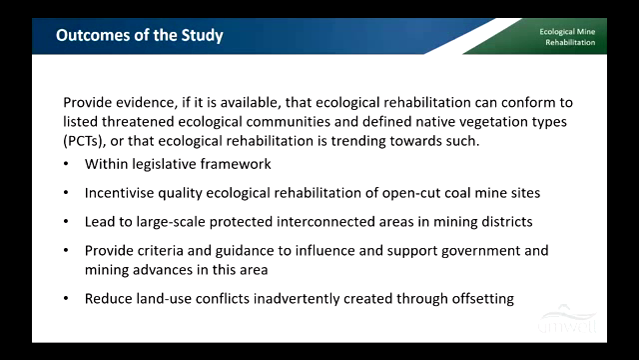And that through this and allowing or encouraging offsetting, there will be a greater re-establishment of plant community types and TECs in mining districts and create large interconnected areas of habitat rather than just simply pasture.